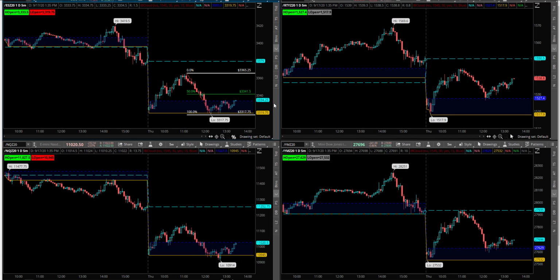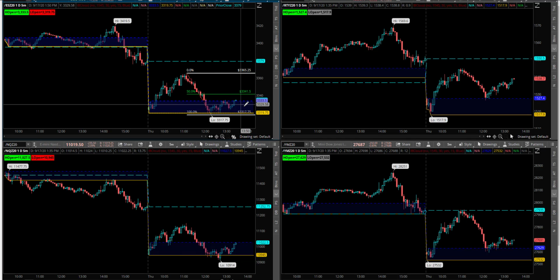So if we look at this chart up here on the top left, this is for the S&P. You can see we opened down here near the lows. We pushed up higher strongly, but we never made it back to the prior day range. We stopped a little bit short of the prior day low before rolling over, and we're currently kind of going sideways down here in the bottom portion of the range.